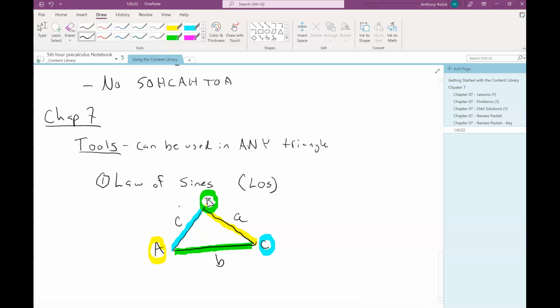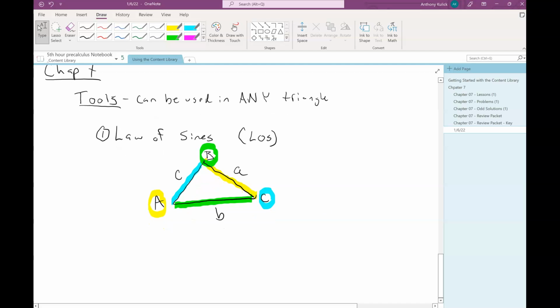Everybody's okay with how we're going to name our triangle? Critically important that you're able to name your triangle in this way, because if you are not naming your triangle in this way, the formulas that we're about to give do not work. So we've got to make sure that when we say side a, we're talking about the side that's opposite angle A. Is that okay? Okay. I just really want to emphasize that.